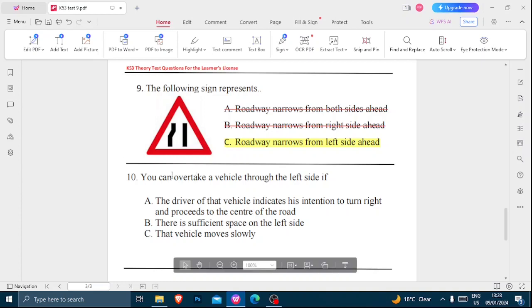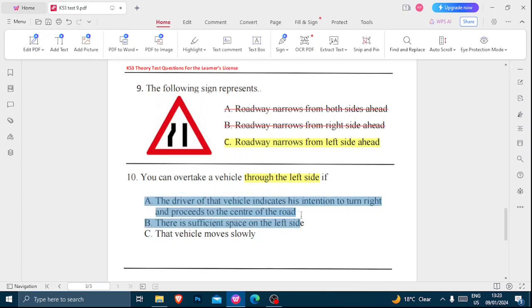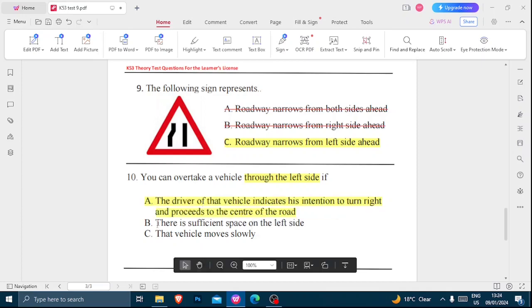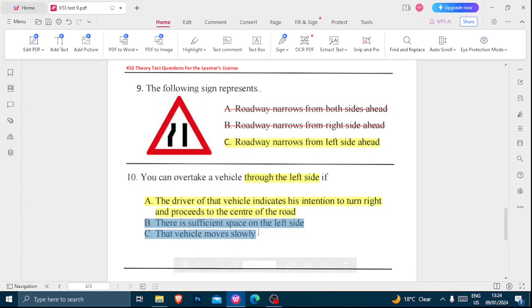Now on a normal road, what usually happens is that vehicles are overtaken on the right, but here we're talking about overtaking on the left side. That is done only if the vehicle that you're overtaking is turning right. So you can overtake through the left side if the vehicle is turning right. So this one is our correct answer, and these ones are incorrect.